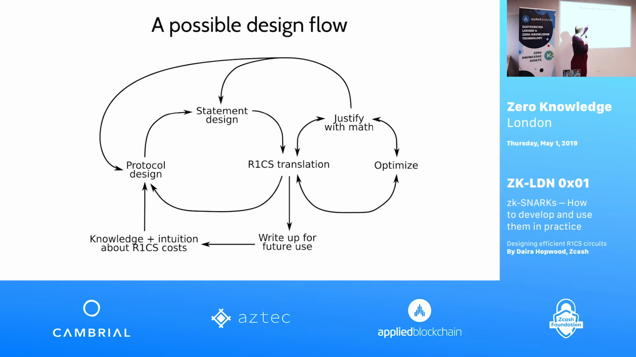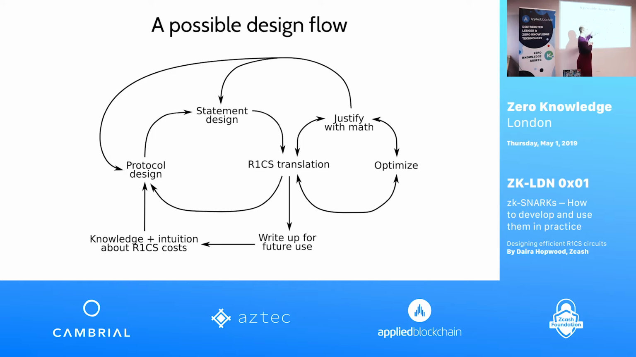You will then translate that to R1CS. There may be some other language in the middle here. But in order to inform your protocol design, you will have some prior knowledge about what various primitives are going to cost. So you will avoid, when designing your protocol, things that you know will be very inefficient. So you end up with this R1CS translation.